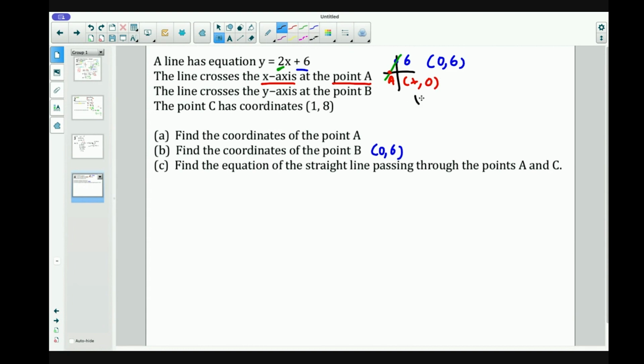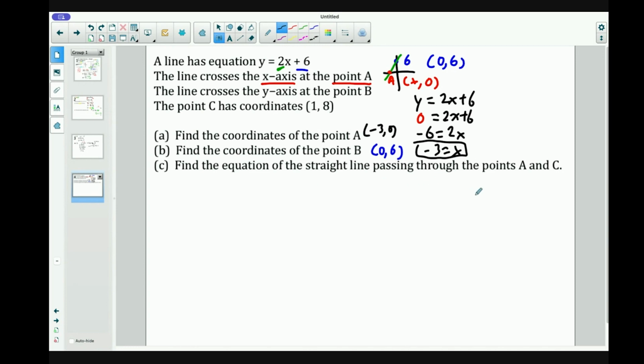So what we need to do is just take my equation and substitute in a 0 for y. And we'll get 2x plus 6. Subtract 6 from both sides, and then divide both sides by 2. And I get that negative 3, hence my point for A is going to be at negative 3, 0. Okay?